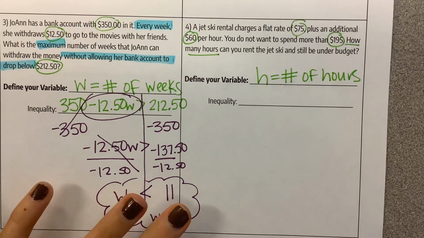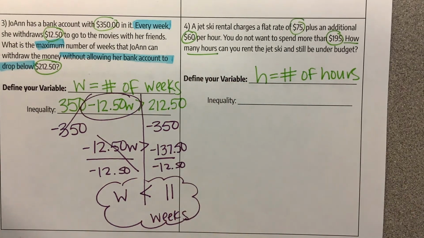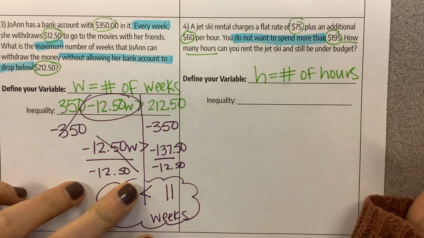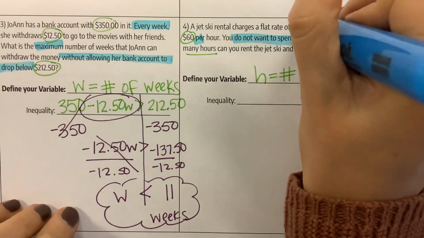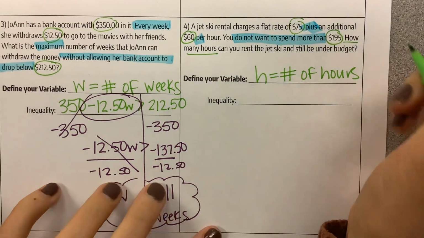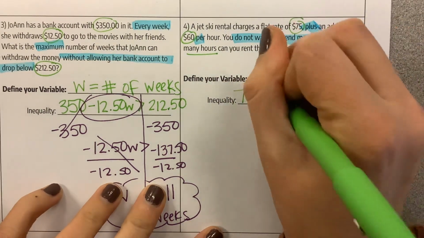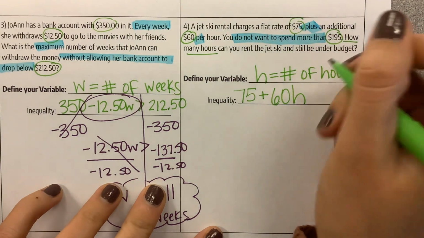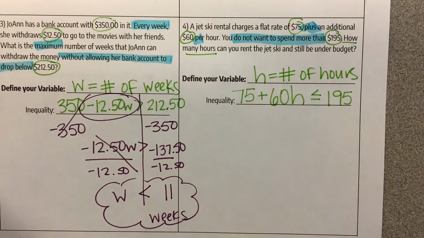Looking at the total amount of money that they have, they don't want to spend more than $195. So you do not want to spend more than that. And per hour is telling us multiplication, plus tells us we're adding that on. So $75 plus $60 per hour is 60H, and we don't want it to be more than $195, so less than or equal to that $195.